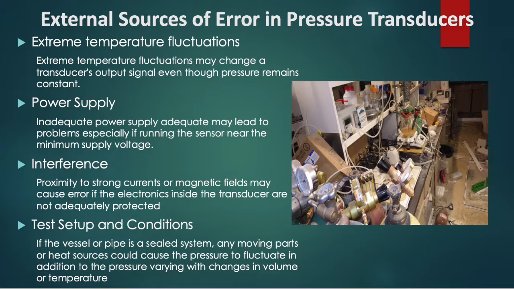Using a pressure transducer with an inadequate power supply or running near the minimum supply voltage can sometimes lead to problems, especially if there is an additional load resistance in series with the sensor. Sources of electrical interference may affect the signal's output, mainly due to improper shielding of the solid-state components inside the sensor. Finally, if factors such as moving parts, heat sources, or any other factors that could cause a pressure reading to fluctuate aren't taken into account with the testing setup, poor pressure transducer performance can be expected. In addition, improper wiring connections and poor electrical contacts could lead to fluctuations in output signal.